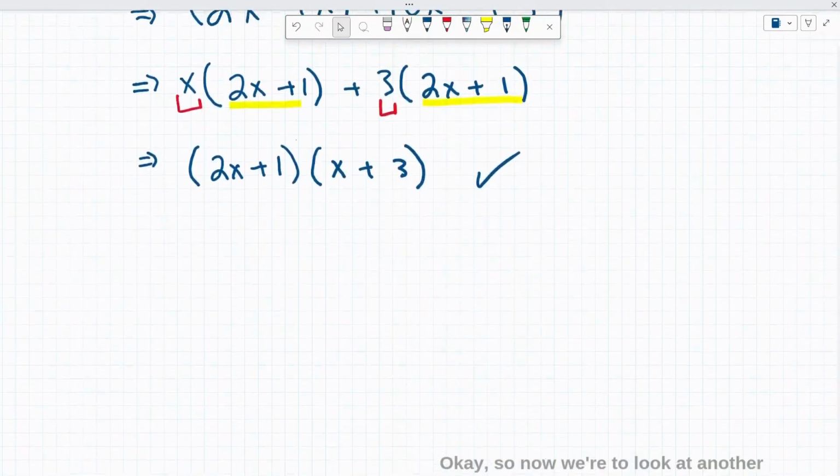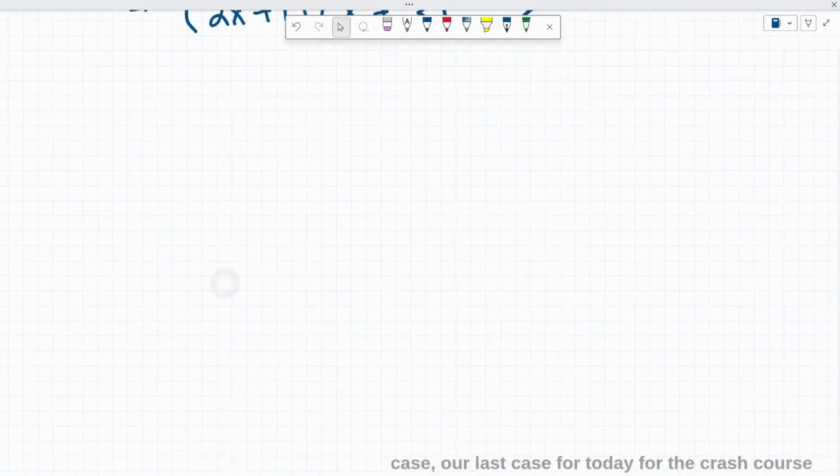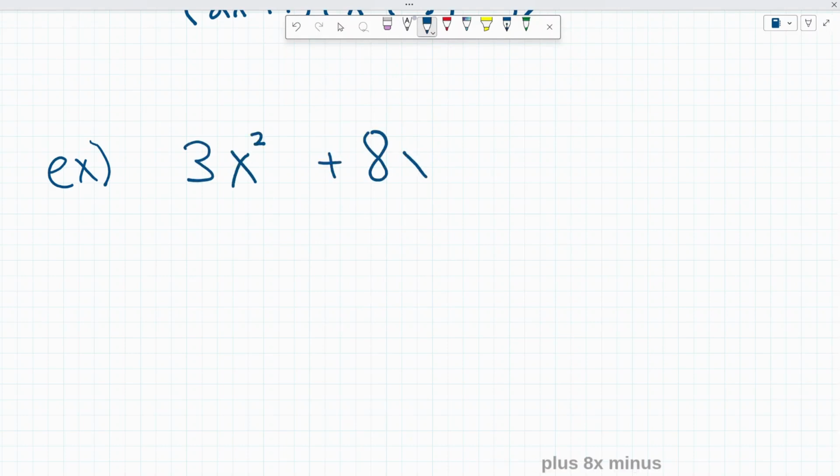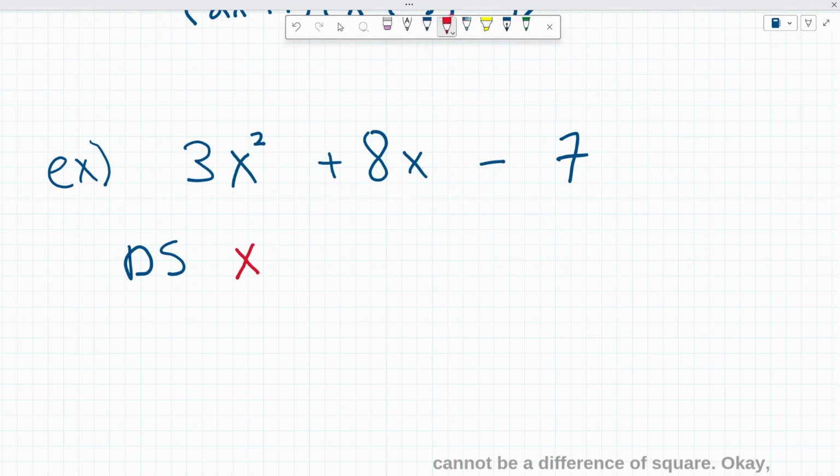Okay, so now we're going to look at another case, our last case for today for the crash course, and say, what if none of these rules work? Let's consider an example where we have 3x squared plus 8x minus 7, and I want you to go through everything we talked about today. First of all, is it a difference of squares? Well, I already see 3 terms. This is a trinomial, so it cannot be a difference of squares.